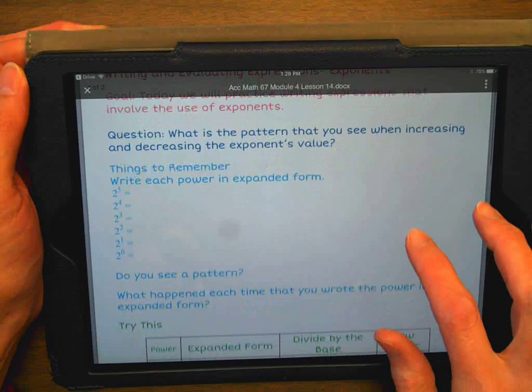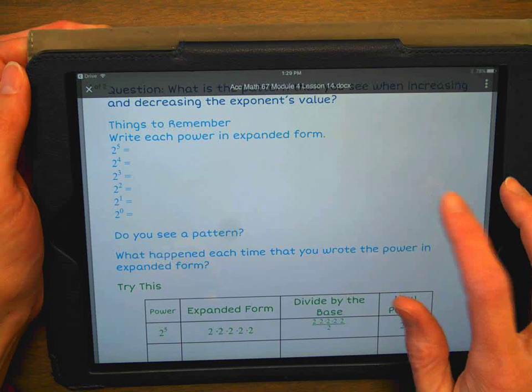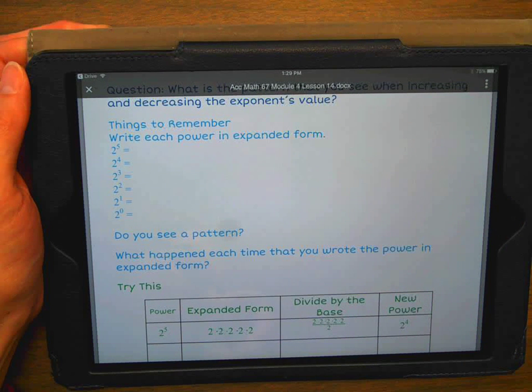Things to remember that are kind of important: we need to do a quick reminder of what it means to write a power in expanded form. What we know about writing a power in expanded form is that the larger number that is written is the base. The smaller number that is touching the base is the exponent, and the exponent tells us how many times to write the base multiplied by itself.